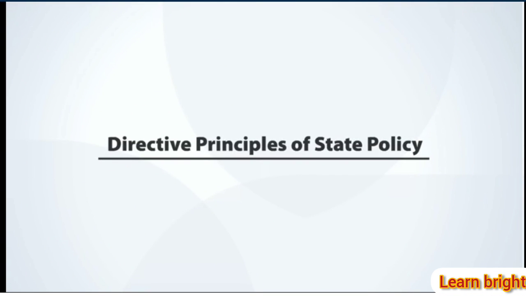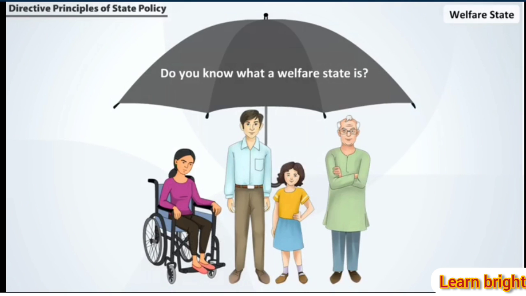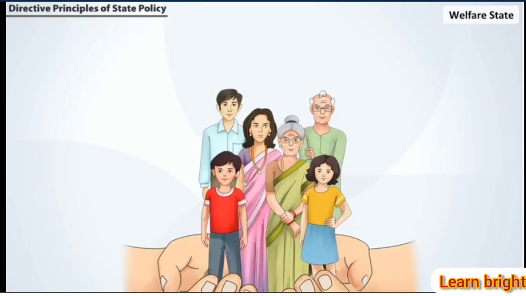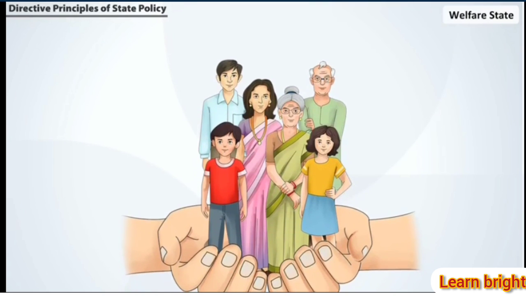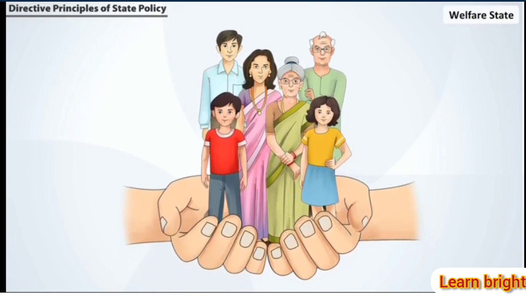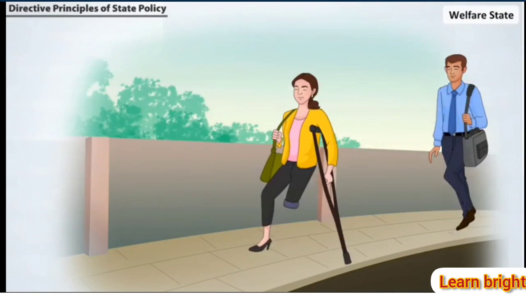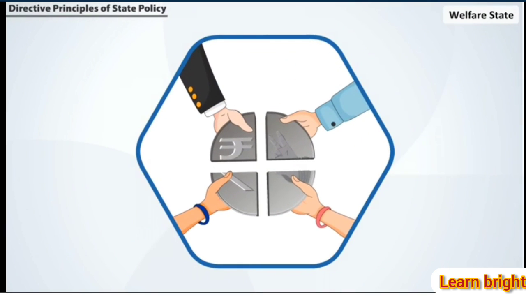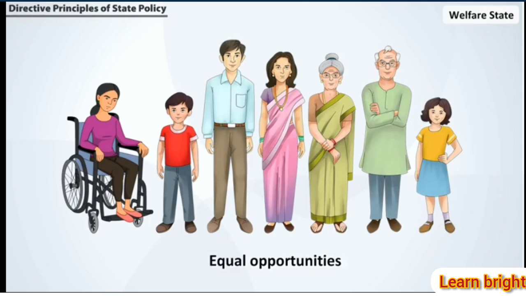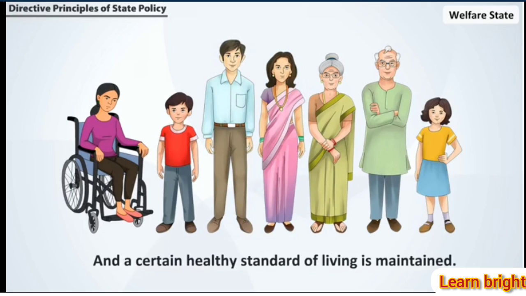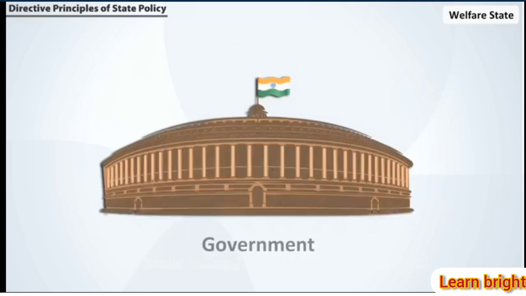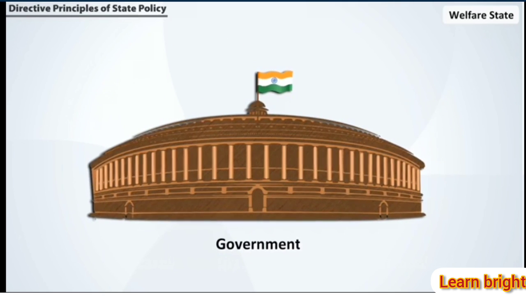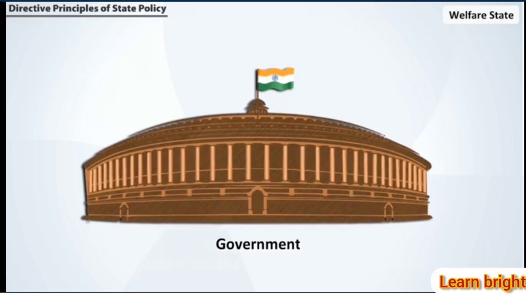Directive Principles of State Policy. Do you know what a welfare state is? Those who framed the Indian Constitution dreamt of establishing a welfare state where citizens are guaranteed employment. There is fair distribution of wealth, equal opportunities are provided to all, and a certain healthy standard of living is maintained. In a welfare state, the state is responsible for the welfare of its people.